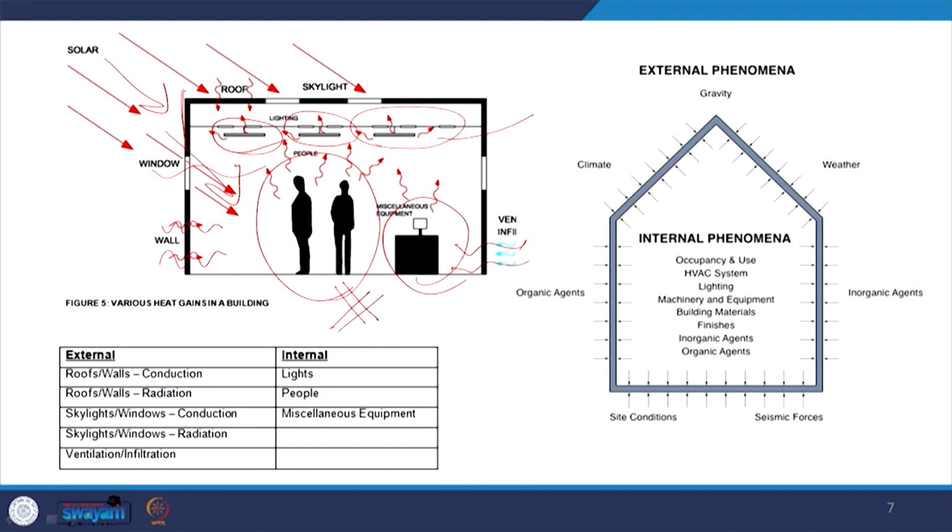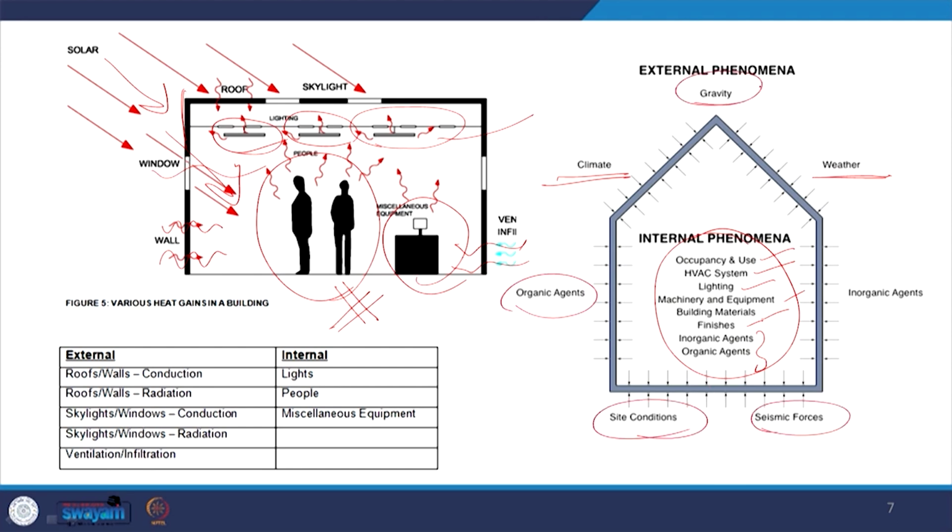And in addition to that, there are a lot of factors which will be considered while designing. Here we are concerned mainly about energy, but we have weather to take into account. Largely we are talking about weather here, and among internal phenomena we have the occupancy and use, HVAC system, lighting, machinery equipment, building materials, finishes, and the agents which are both organic and inorganic. In addition to weather and climate, which is our prime concern here, we also have a lot of other concerns which cannot be ignored. But here, when we are talking about energy, let us largely look at these. So, the building has a lot of internal as well as external loads which need to be balanced to make it an energy efficient building.